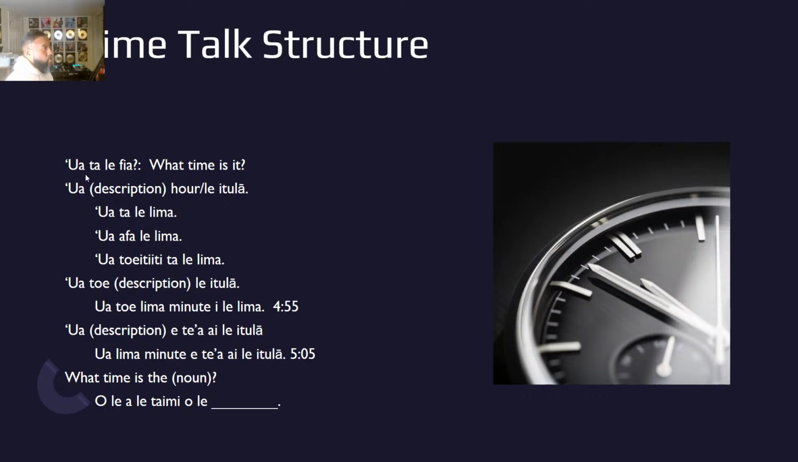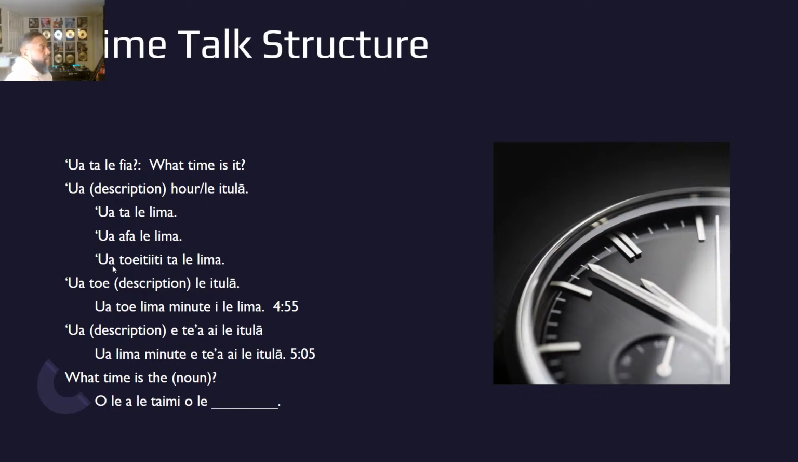Again, so ua tale fia. What time is it? Ua tale lima. It has struck the five. If it's 5:30, remember afa is half. Afa is half. So it has struck... I'm sorry. It is half the five. It's half the five. Ua afa le lima. It is half the five. So it's 5:30.